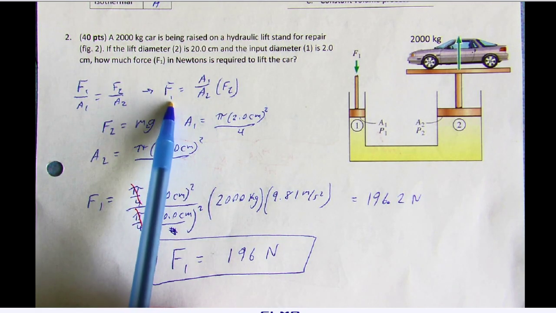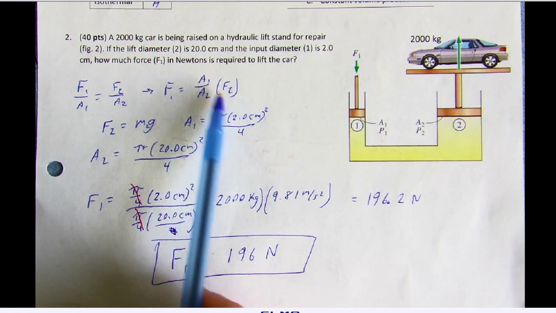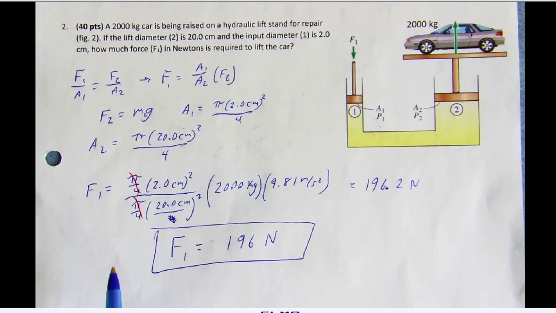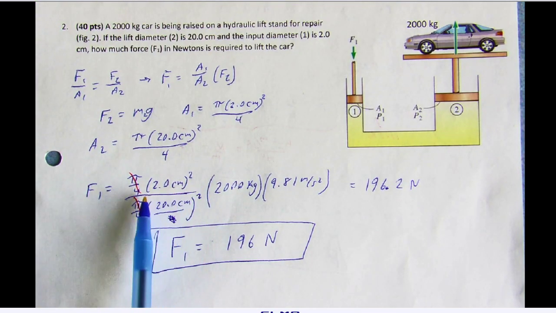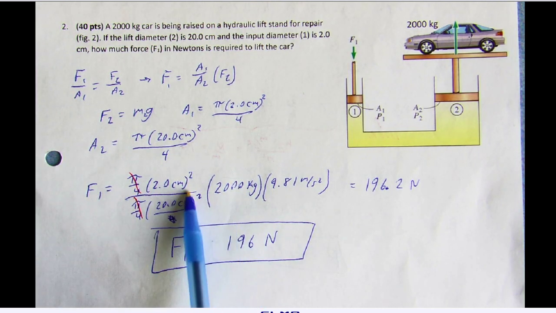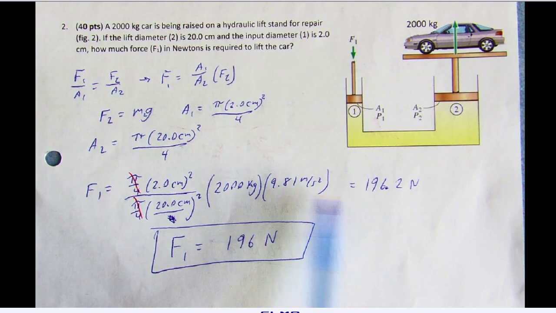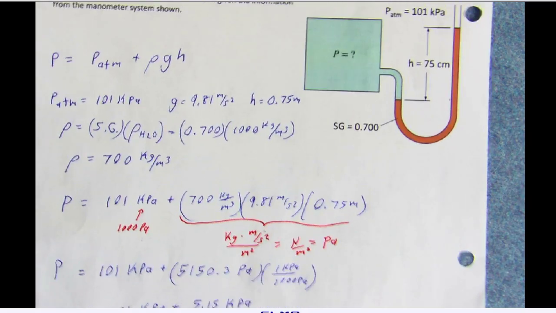You rearrange this, you get force 1 is just the ratio of the two areas times force 2. So plug in these numbers, right? The pi over 4 cancels out. You wind up with 2 squared over 20 squared. That's again the ratio of the areas times the mass times gravity, and you get 196 newtons. So that's how you do that one. I think most people got that.